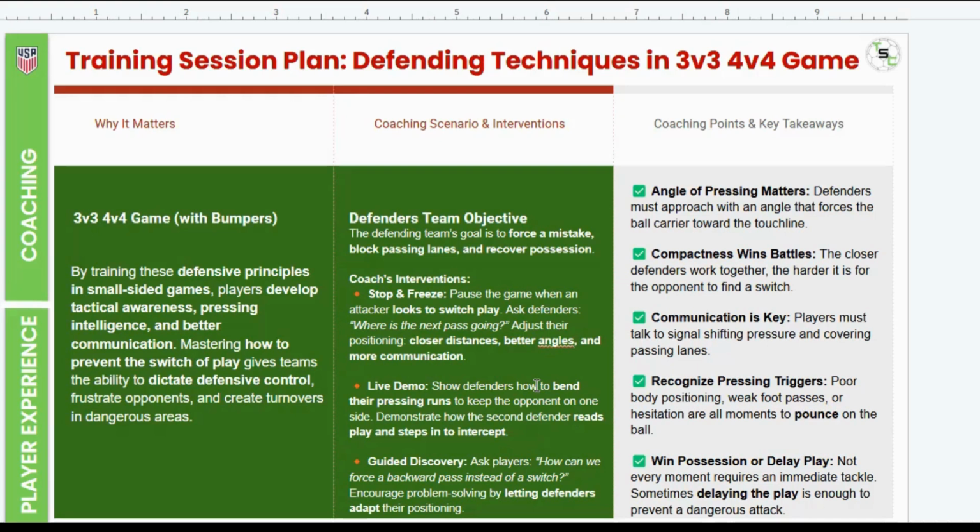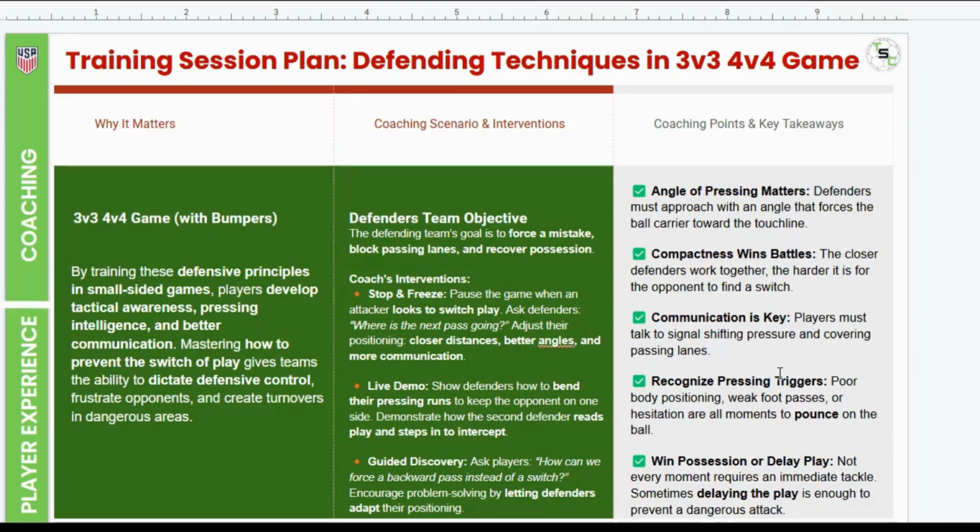So obviously, the bent run, that's the angle, the timing, the distance of the press, and the body shape of the press is very important. So you keep the coaching points here. Angle of the pressing matters. The compactness wins battles as a team of defenders. Communication is key. Who is stepping out? Who's the first defender, second defender, who's blocking passing lanes, etc. Recognize those pressing triggers.